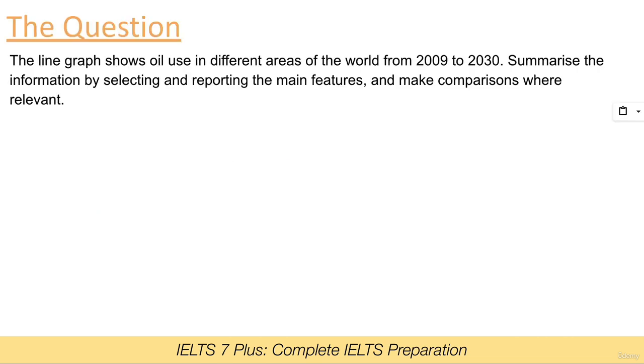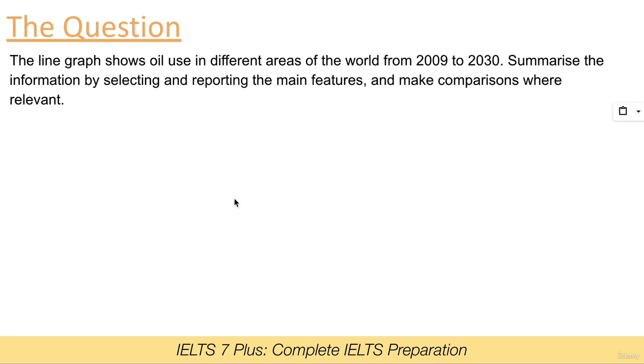The line graph shows oil use in different areas of the world from 2009 to 2030. Summarize the information by selecting and reporting the main features and make comparisons where relevant. Okay, so first things first is we're being told how to answer this question. We want to select and report the main features, really important, and make comparisons where relevant. That's interesting. So we don't need to make comparisons between every part. We just want to pick the most important or particularly interesting aspects, and then we can compare between them.